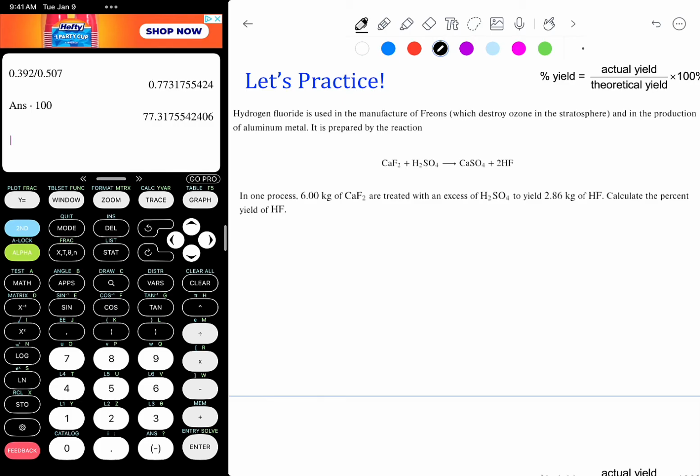What I want you to do now is try this problem completely on your own. We have a very similar setup to our previous problems. I give you the balanced equation. I give you the masses of what we're starting with and what our yield is. So we have our starting product of calcium fluoride and our actual yield of HF. We want to find the percent yield of HF. So follow the same steps that we've done in our previous problems in order to find the percent yield for this specific problem.